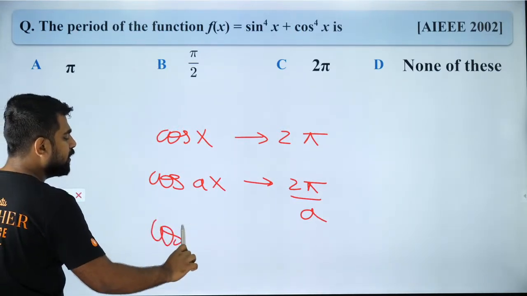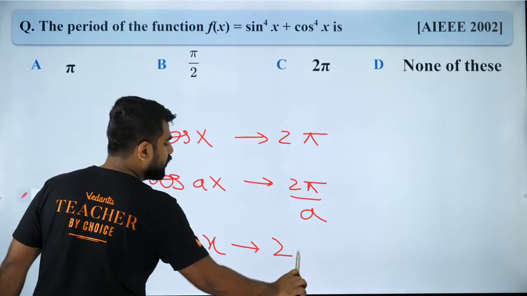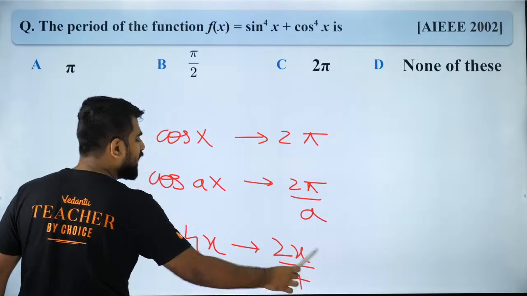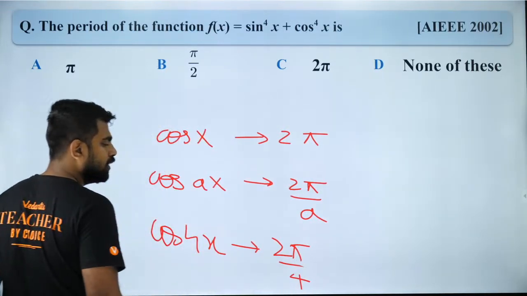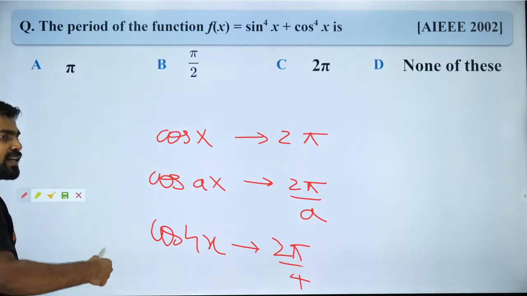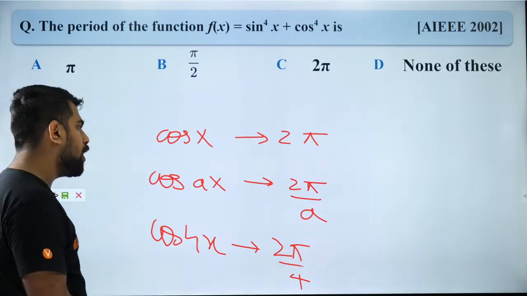So cos of 4x will be what, Kirito? Cos of 4x will be 2 pi by 4. So that is why I got pi by 2. I'm sorry, 2 pi by 4. Getting it? So that is how I got it. I hope you are all fine.